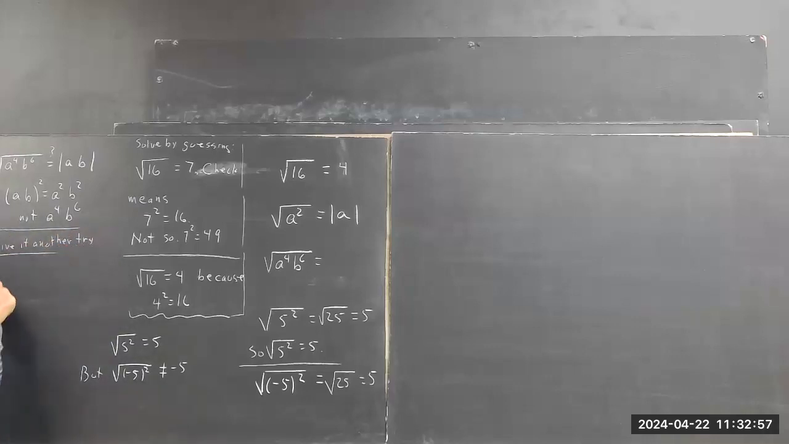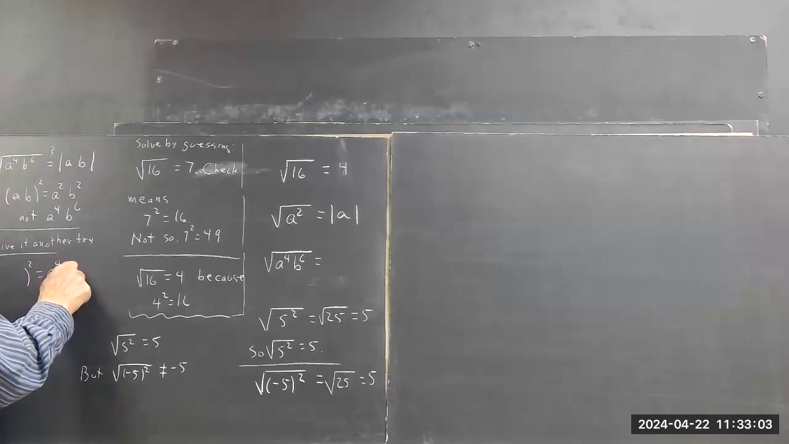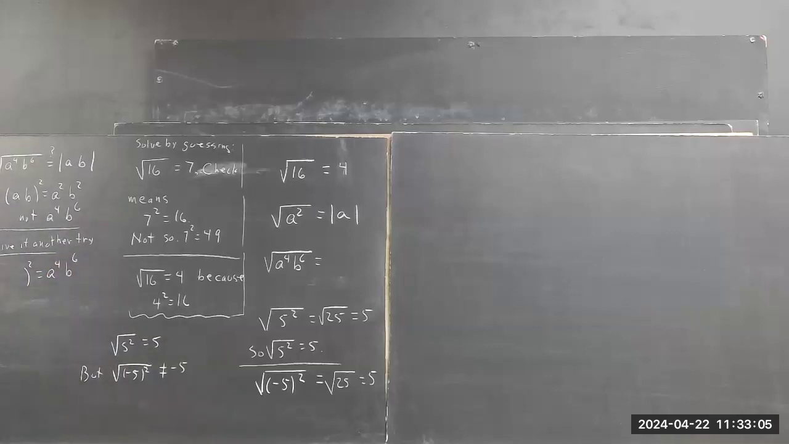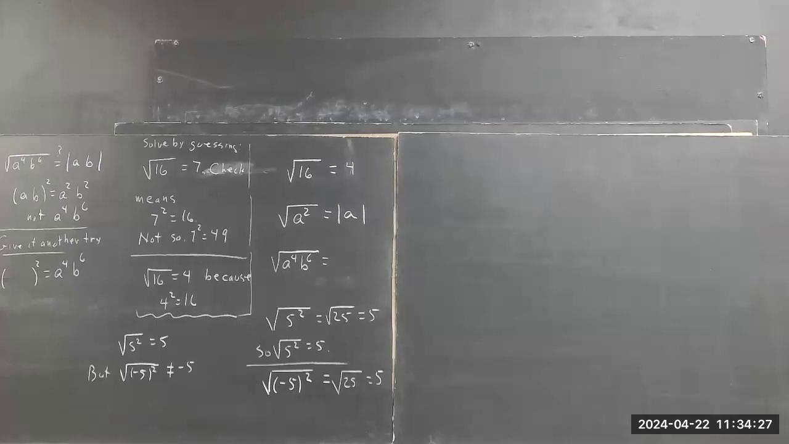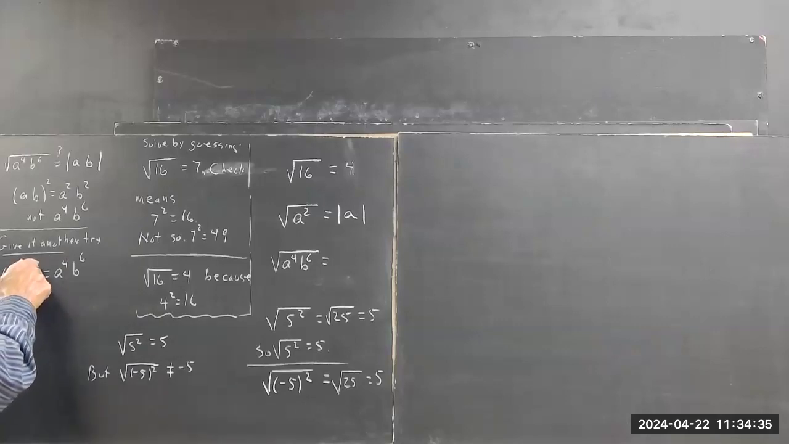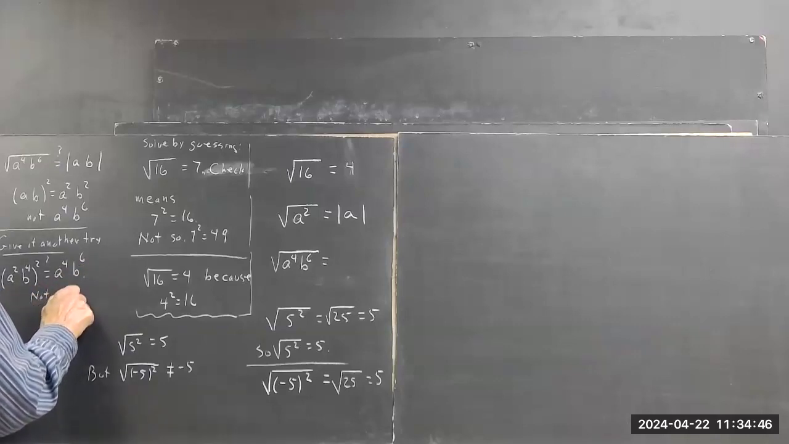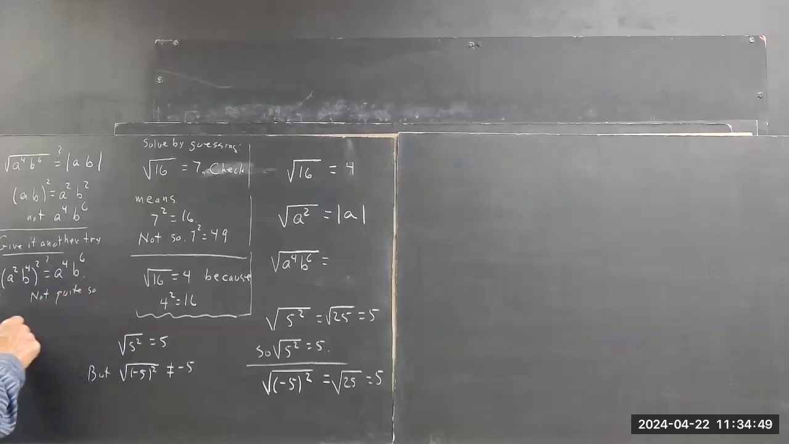Give it another try. What would you put into the parentheses here if you want the square to equal a to the fourth, b to the sixth? Okay, now the answer I often get is something like a squared b to the fourth. That's not quite so.